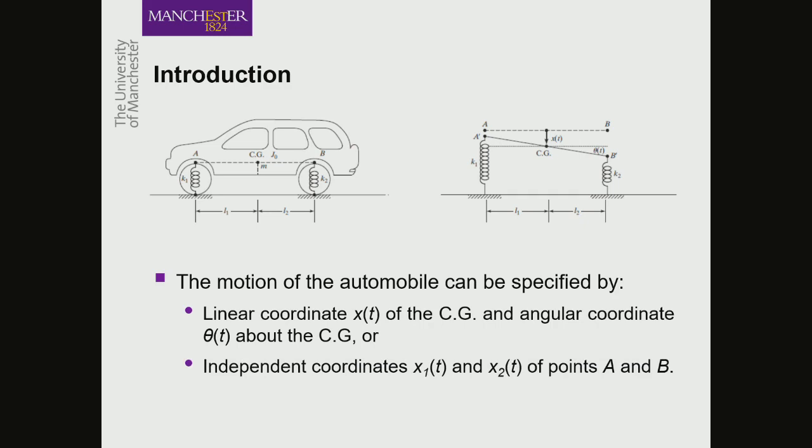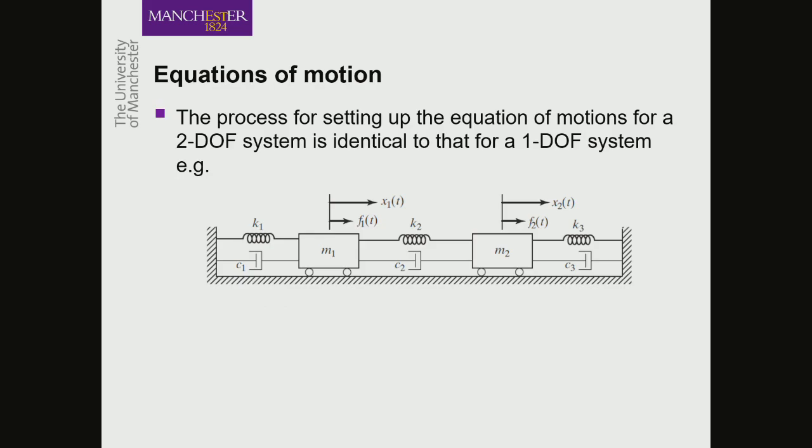So in any case, if you have 2 independent variables or parameters or coordinates to define the motion of the system, we call it a 2 degree of freedom system. Again, this is just one simple example. There are different examples, as you can see in the book chapter that I provided on Blackboard.